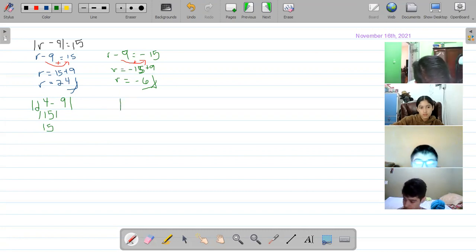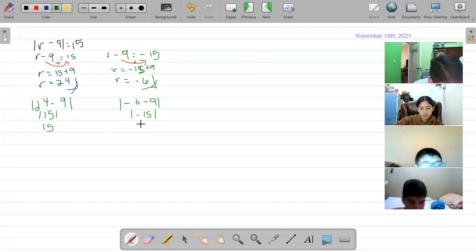Okay. Now let's see the other one. The other one would be negative 6 minus 9. Negative 6 minus 9, that is negative 15. What is the absolute value of negative 15? Positive 15.